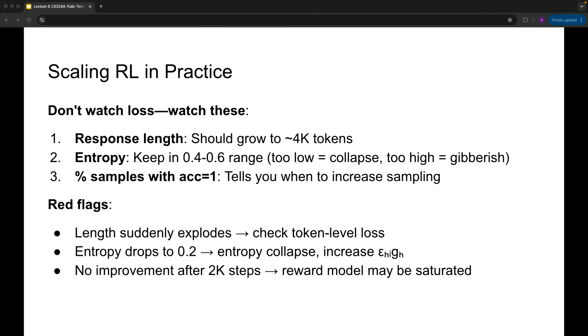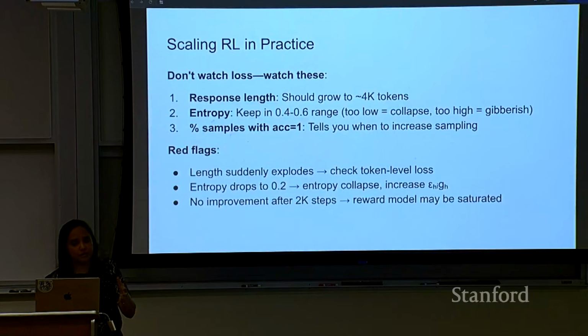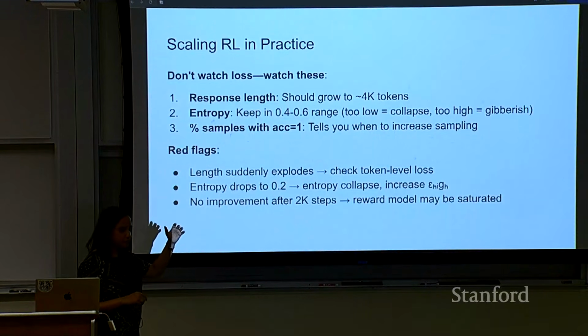Some of the challenges you might have to look out for: if your response length in the model outputs is exploding, then you have to control the loss there, and you have to control the entropy. And if you're not seeing improvement after a certain number of steps, then your reward model might actually be saturated. So effectively, what this is saying is that the optimization in the RL loop is harder.